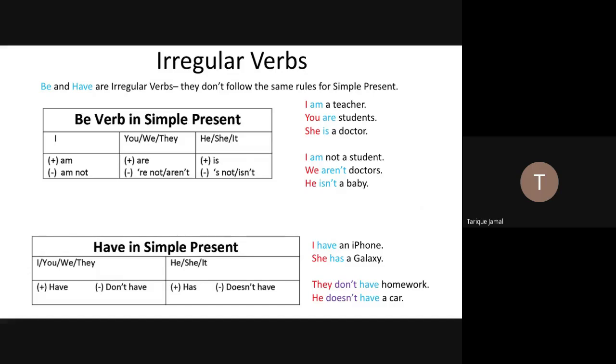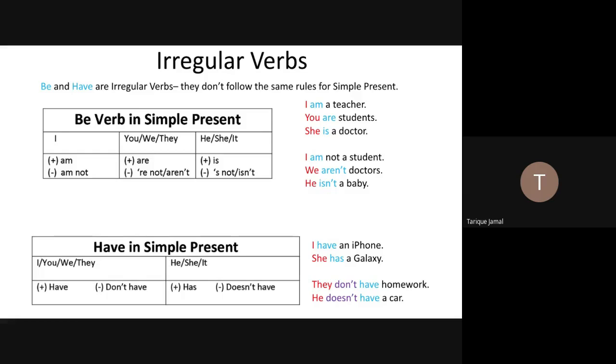Okay, so irregular verbs, right? Be and have are irregular verbs. They don't follow the same rules for simple present. So be as a verb in simple present, right? Just look at the chart here. So I am, right? Positive. The negative, am not. You are, you are not, or you aren't. This is how you can write. You can use contractions. Then he, she, it, is, negative is not, right? So remember, he, she, it, is. I am. You are, we are, they are.